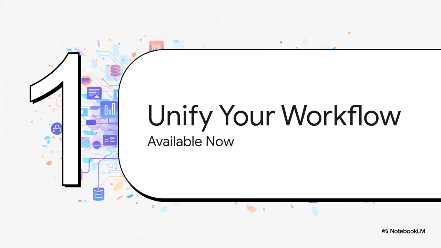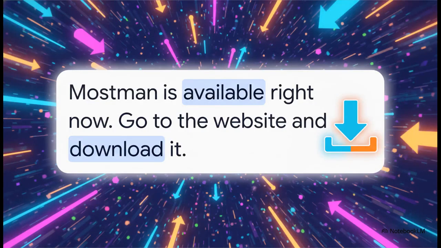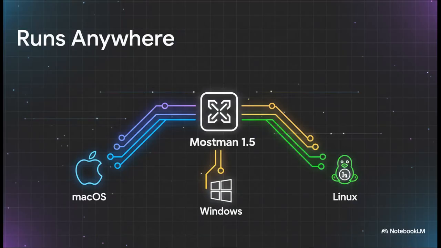So if that chaos we were talking about at the beginning feels a little too familiar, the message here is pretty clear. It's time to unify your workflow. Mostman 1.5 is available to download from their website right this second. This isn't a coming soon. It's ready to go. And it's ready for everyone, no matter what operating system you're running. It's got native clients for macOS, Windows, and Linux. That means every single person on your team, from the designer on a Mac to the back-end dev on Linux, can use the exact same tool.